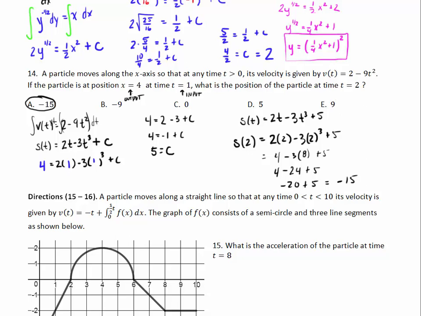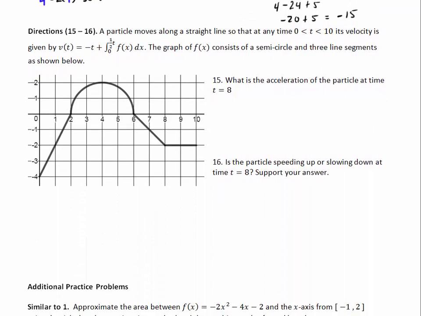All right, let's take a look at problems 15 and 16. It says a particle moves along a straight line so that at any time t from 0 to 10, its velocity is given by v of t, that equation right there. The graph of f, which you'll notice is part of this velocity equation, since we're taking the integral of f, consists of a semicircle and 3 line segments, as shown below. So question 15: what is the acceleration of the particle at time t equals 8?